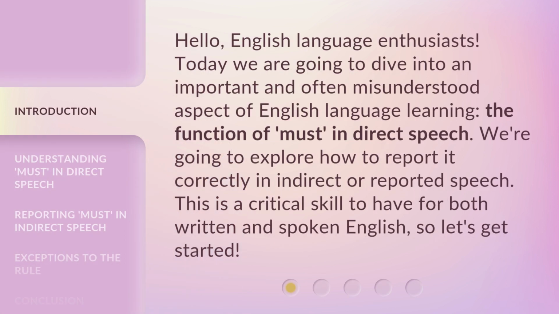Hello, English language enthusiasts. Today we are going to dive into an important and often misunderstood aspect of English language learning: the function of must in direct speech. We're going to explore how to report it correctly in indirect or reported speech. This is a critical skill to have for both written and spoken English, so let's get started.